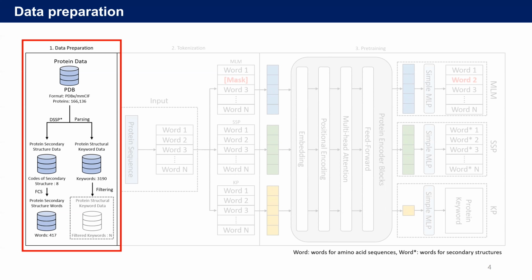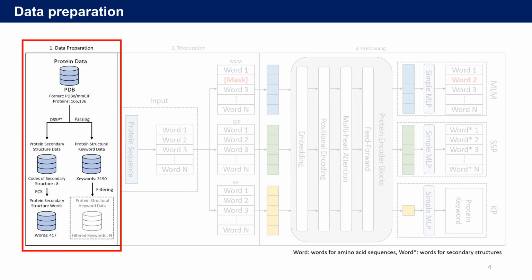And protein secondary structure is represented by eight codes. After getting secondary structure, we made protein words using frequent consecutive subsequence mining, called FCS. FCS was proposed in a paper published in Bioinformatics.